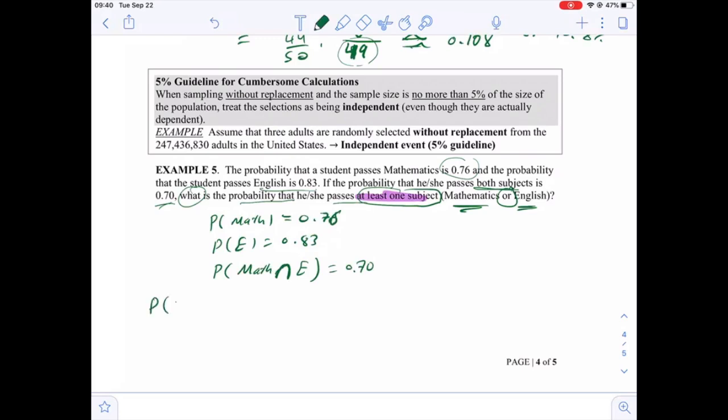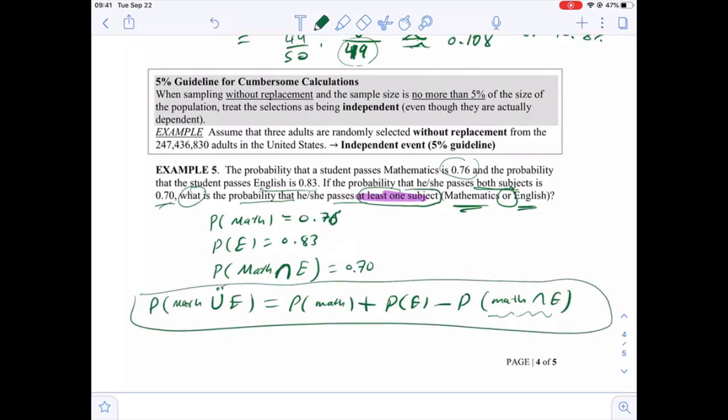So we write the probability this way. Probability of math or English, or means union, so we just write or. That's the probability of math plus, that's the addition rule, the probability of English minus the probability of math and English, because we have something in common here. We have an intersection. We may have some students who pass math and English together, both of the courses. So we need to subtract that. So this is the rule, the addition rule.